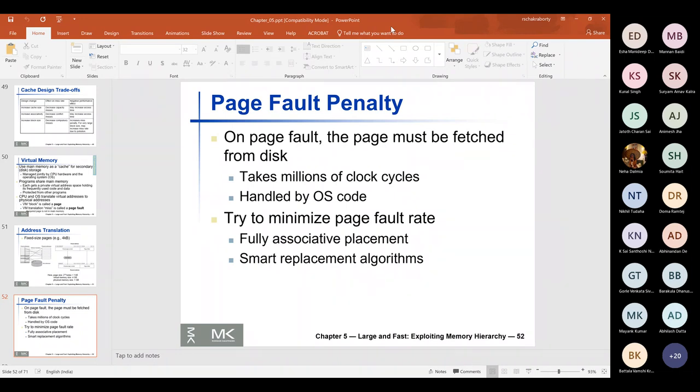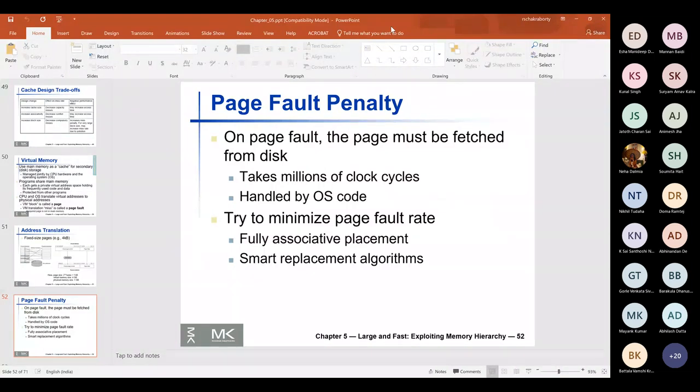I'll not go into all of this, but fully associative placement helps in general. You allow any page to sit anywhere in memory, and for the replacement algorithms, once you bring a page inside the main memory, unless you are absolutely sure, or you are forced, that this page must be evicted, do not evict that page. Because if you evict a page, then again you need to bring in that page from hard disk. It's a horrible thing.